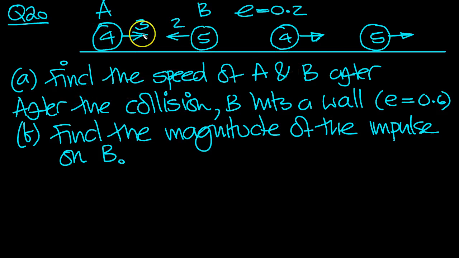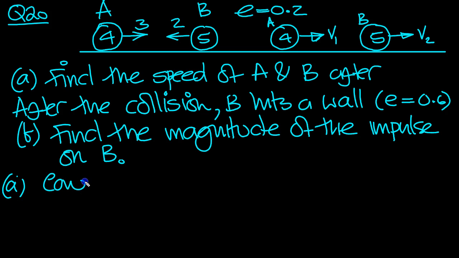The first thing, I've drawn all the information in the question. So after the collision, we can say that sphere A is moving in this direction with V1 and sphere B is moving with speed V2. And these are the speeds before collision mentioned in the question.